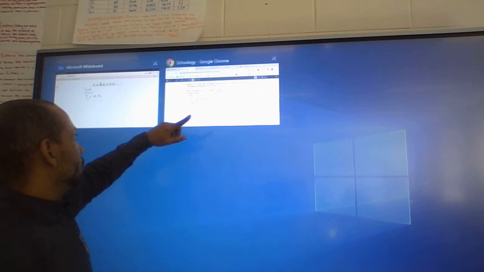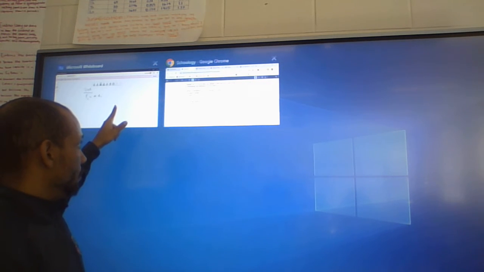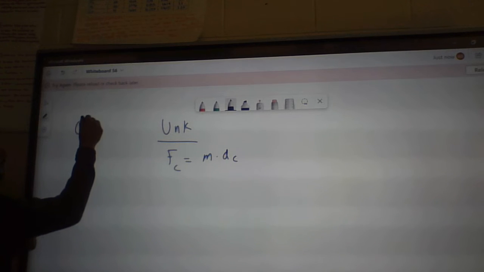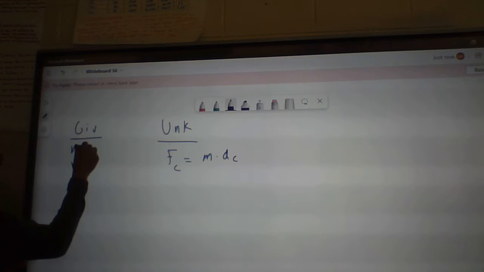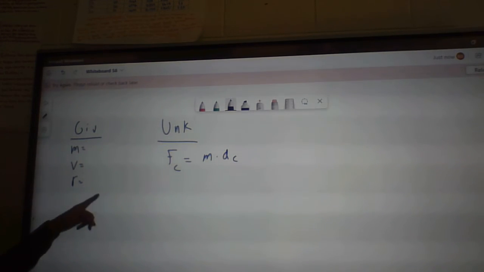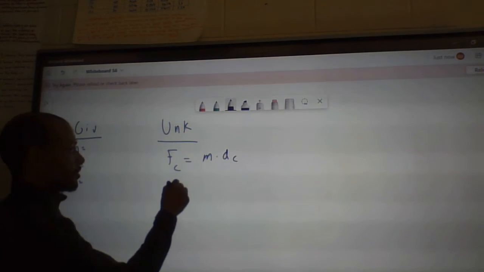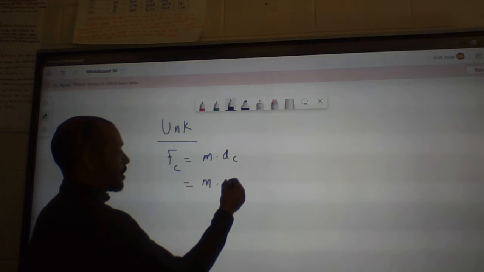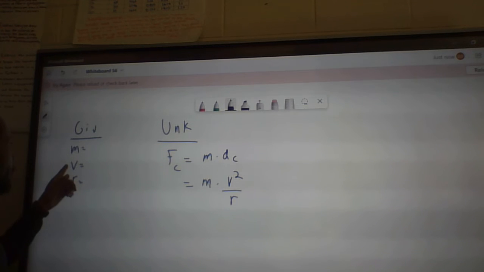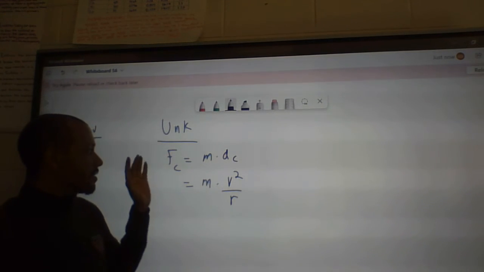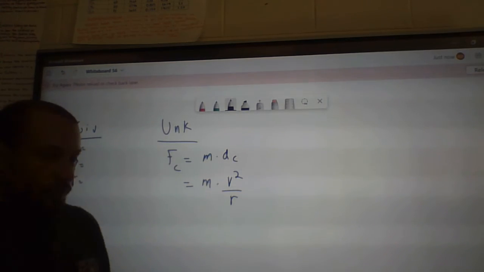And they gave us mass and velocity and r. So we know what these values are. So I just want to get this equation in terms of this. So I know that for this one we can do mass times v squared over r. So this will be our v, this will be our r, and we have mass. Then we can find centripetal force. So from here you just plug and chug and you'll be good.